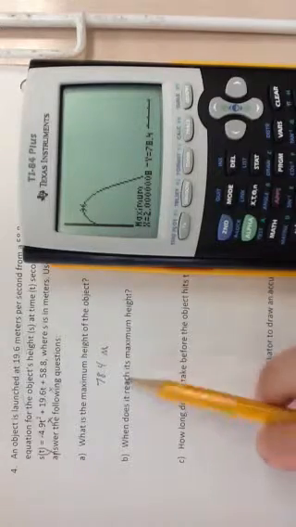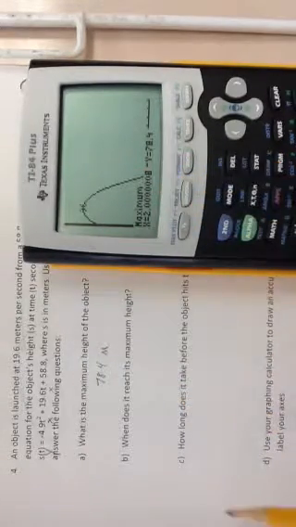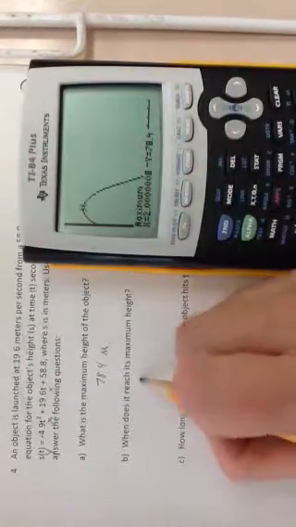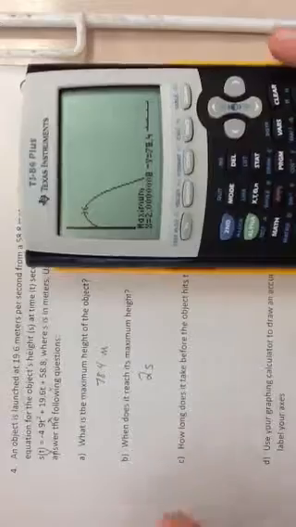When does it reach the maximum height? It looks like at around 2 seconds, right? So this is the height, this is the time. So after 2 seconds, it reaches its maximum height.